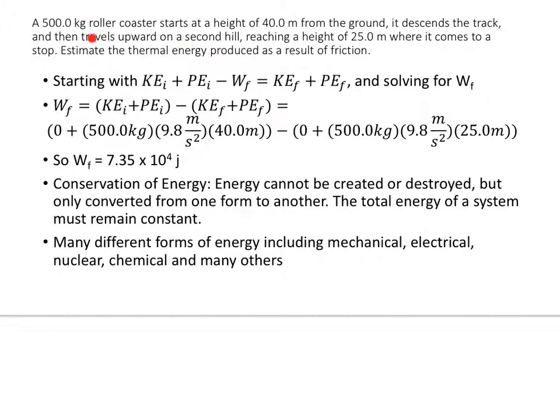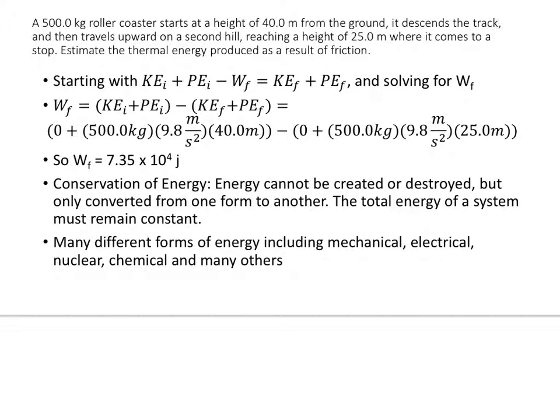Here's an example that uses non-conservative forces. So we've got a 500 kilogram roller coaster. It starts from a height of 40 meters from the ground. It descends a track and then travels up a second hill, so it goes down and then comes back up a second hill, only reaching a height of 25 meters where it comes to rest. We want to estimate the thermal energy, or the heat, produced as a result of friction.